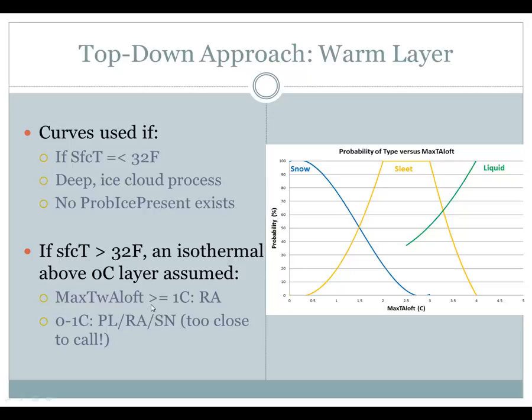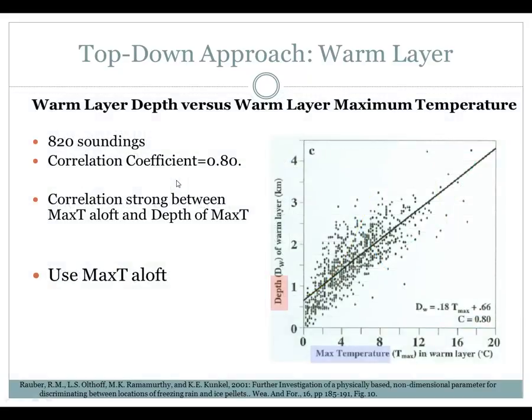Maximum wet bulb temperature aloft, if it's greater than or equal to 1, is going to give you an all rain scenario. If it's between 0 and 1 and the temperature is right near 32, 33, it's too close to call for a precipitation type. And so we develop an equal probability of pellets, rain, and snow in that scenario. But we really want to concentrate on what happens with these curves for these elevated warm layers that may be isothermal.